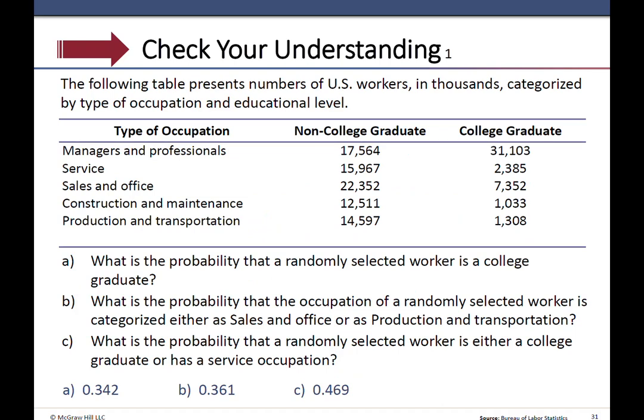Let's see if you can try one yourself. The following table presents numbers of U.S. workers in thousands, categorized by type of occupation and educational level.